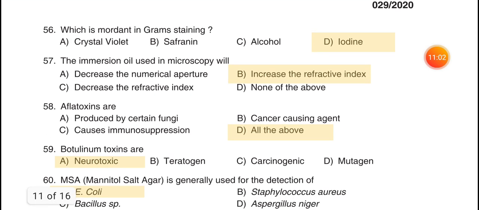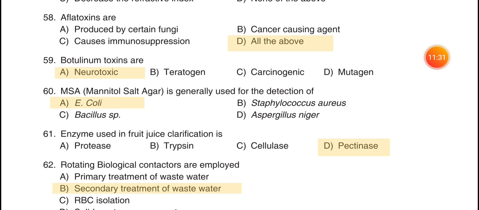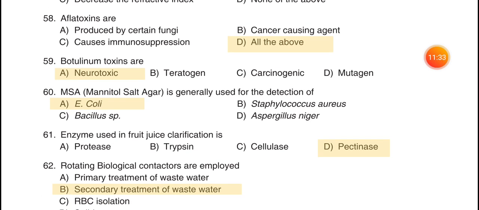56. Which is the mordant in Gram staining? Option D, iodine. 57. Immersion oil used in microscopy will B, increase the refractive index. 58. Aflatoxins are produced by certain fungi, are cancer causing agents, cause immunosuppression, and the answer is D, all of the above. 59. Botulinum toxins are, option A, neurotoxic.